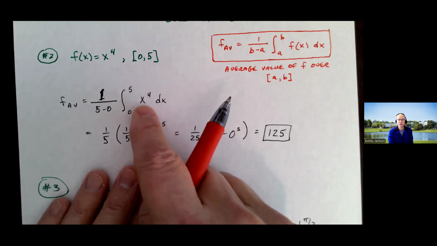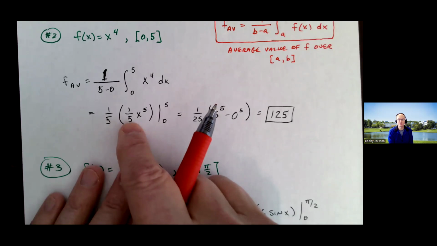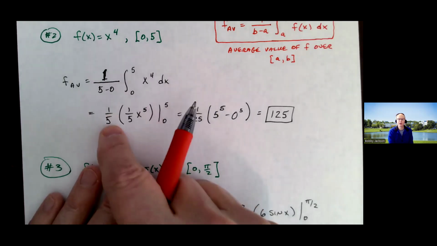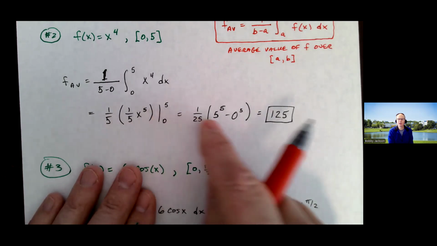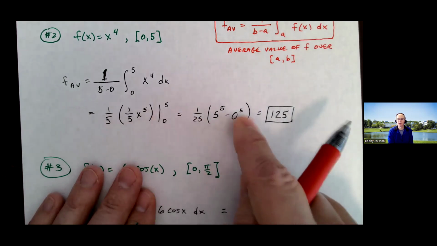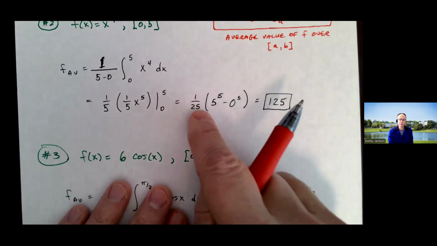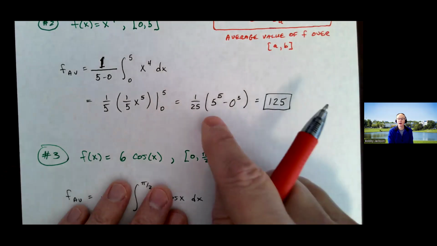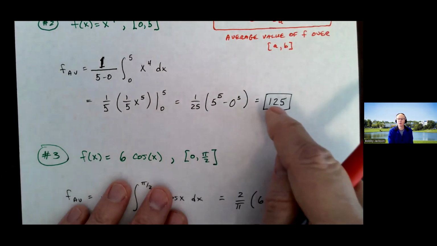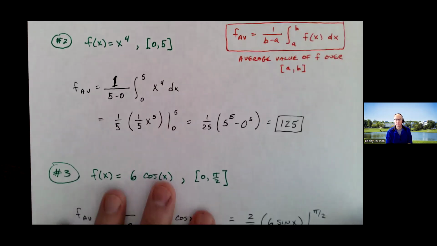By the fundamental theorem of calculus, part 1, the antiderivative of x to the fourth is 1/5 x to the fifth. Don't forget this 1/5 out here, so that's 1/25 x to the fifth. Evaluate x to the fifth at 5 and at 0 and subtract. I get 5 cubed divided by 25, which is 5 to the fifth divided by 5 squared, which is 5 cubed. All right, and there's number 2.